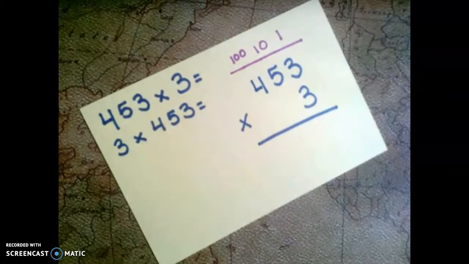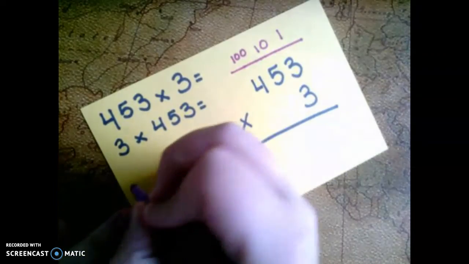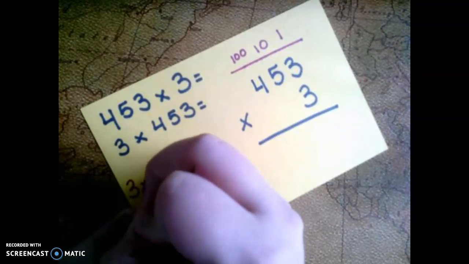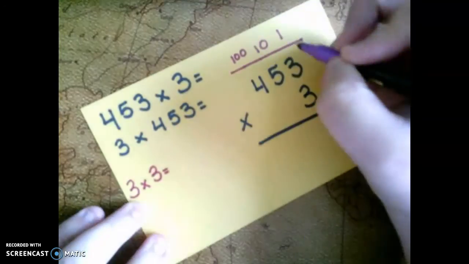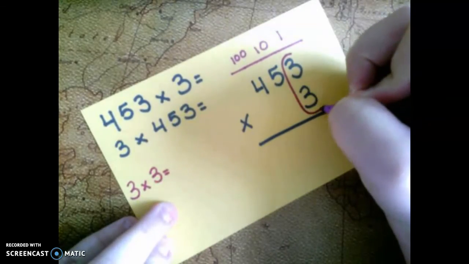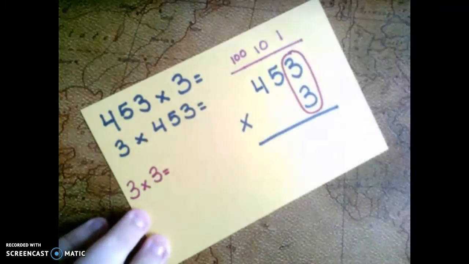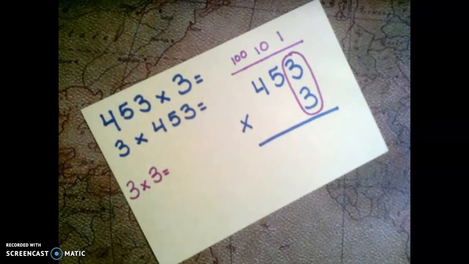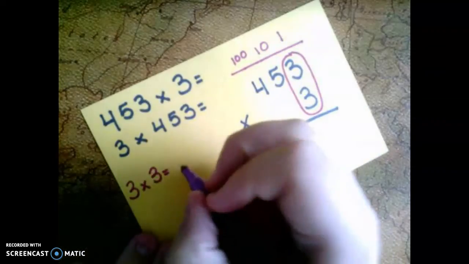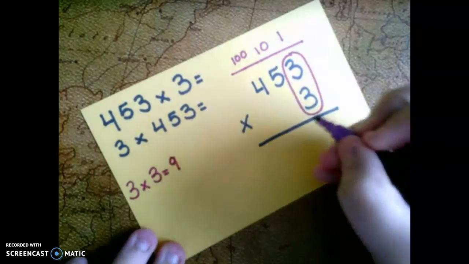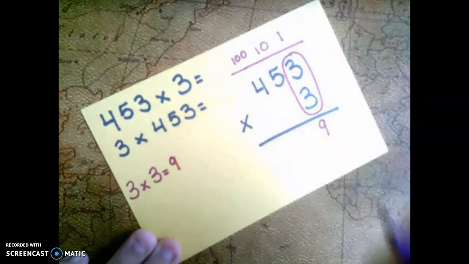We're going to start over here on the right-hand side in our ones, and we're going to start very simply. We're going to start with our question that's right here, and I'm going to write that out. We have 3 times 3. Now, I know that you guys are all incredibly intelligent, and we know that 3 times 3 equals 9. So we're going to plop that 9 down here.